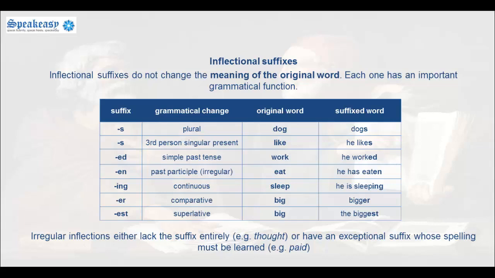He is sleeping. For comparative adjectives, we often add er, such as with the word big and bigger. And for superlatives, we often add est. So big would become the biggest. Irregular inflections lack the suffix entirely, such as the word thought, or have an exceptional suffix for which the spelling must be learned. For example, paid.